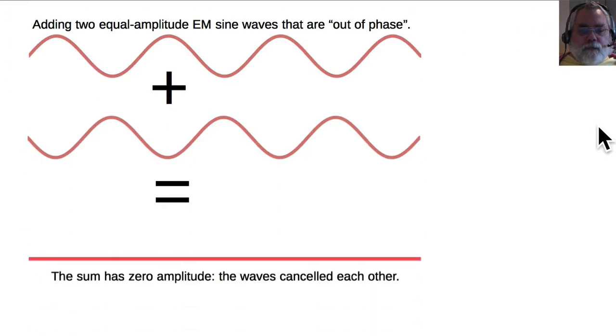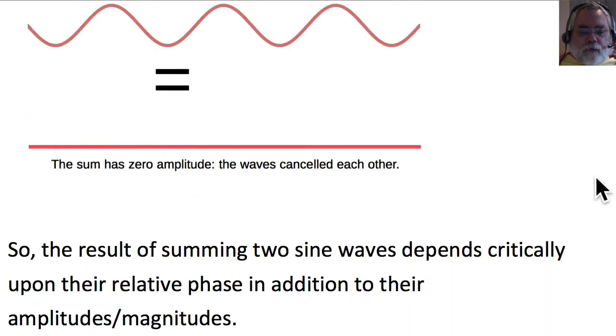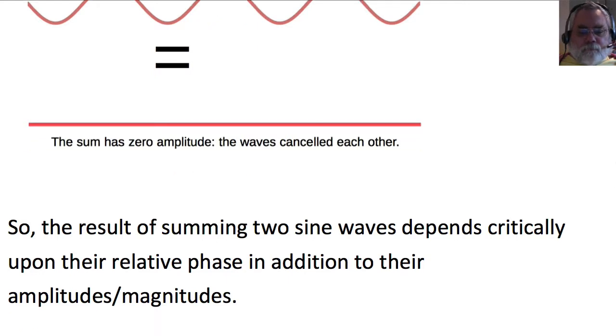Here we're going to add two sine waves that are out of phase. When this sine wave is at its positive peak, this sine wave is at its negative peak. And if they had the same amplitude, then the sum would be 0. The waves canceled each other completely. So the result of summing two sine waves depends critically on their relative phase in addition to their amplitudes or magnitudes.